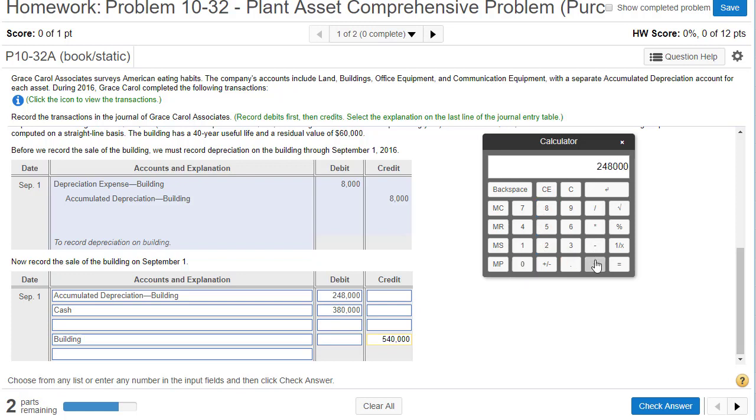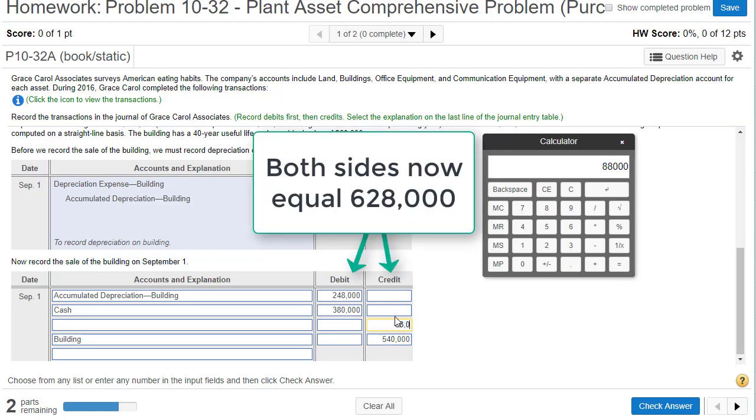$248,000 plus $380,000 gives us $628,000 on this side, the left side, and $540,000 on the right side. So now I need to subtract $540,000 to see what the balancing amount is. So that gives us an $88,000 that we need to put on the credit side.